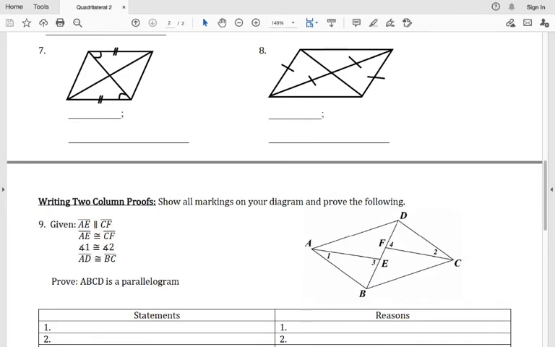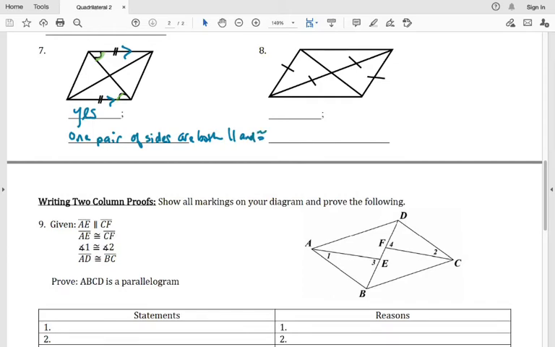Okay, on number 7, in this case, we would say yes. And the reason again is, notice that these alternate interior angles are congruent. And if those are the alternate interior angles that are marked, then these are the lines that are parallel. And that's the same set of sides that are both marked parallel and congruent. So one pair of sides are both parallel and congruent.